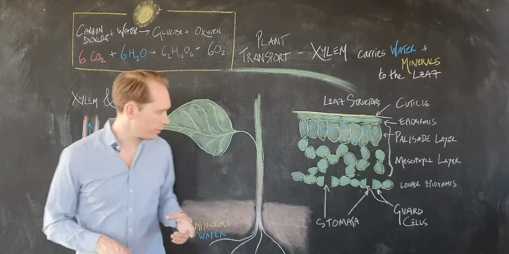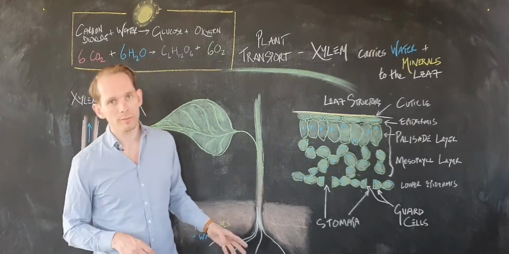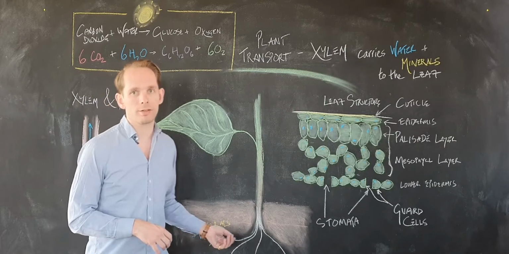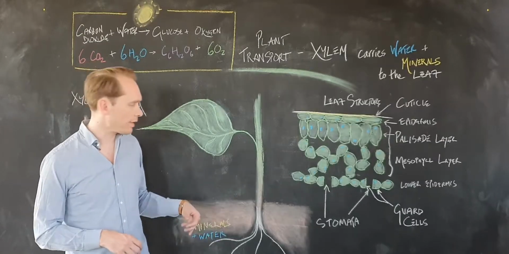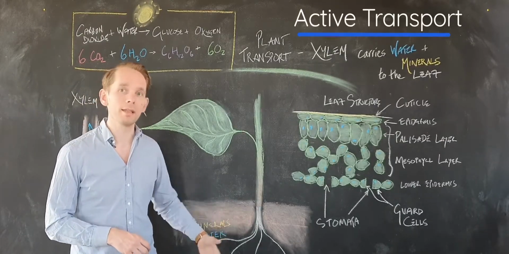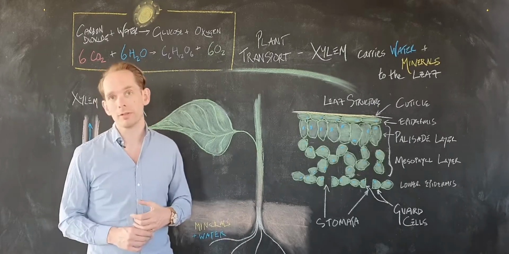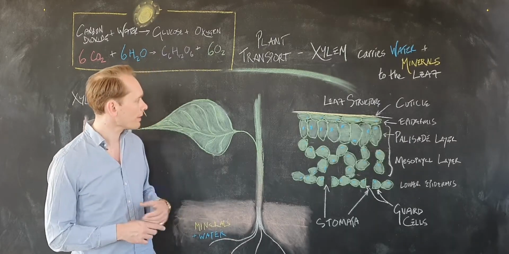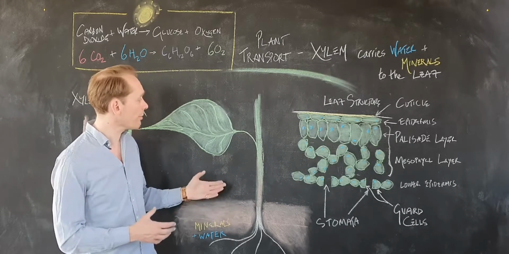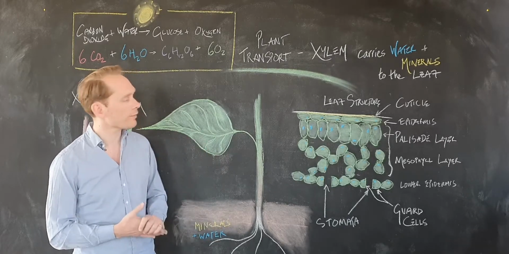A quick note on minerals, they don't go into the roots by diffusion usually because they're of higher concentration outside the plant than inside, so they need active transport to get in, but once in, they're carried in the water through the xylem in the same way. So the role of xylem is to carry water and minerals through the plant to the site of photosynthesis.